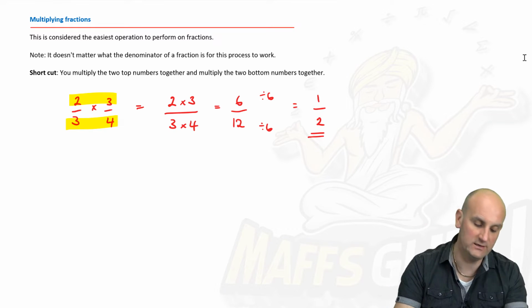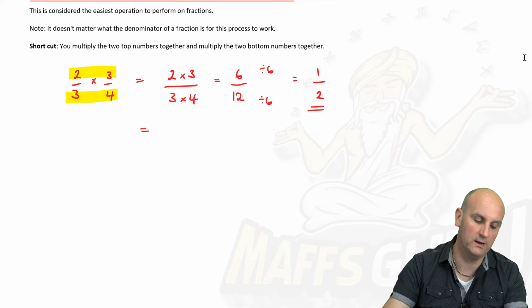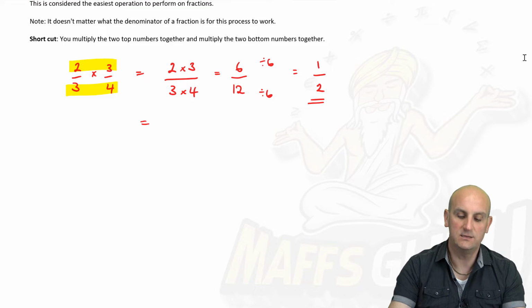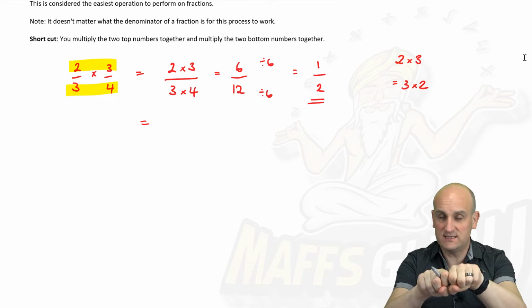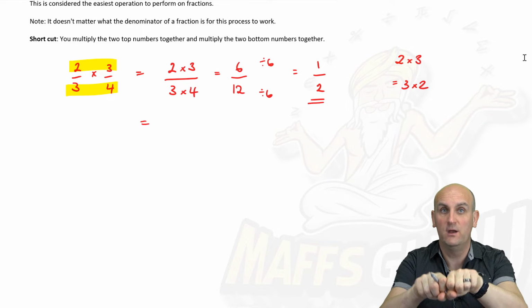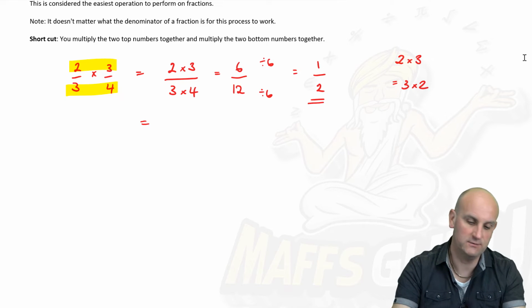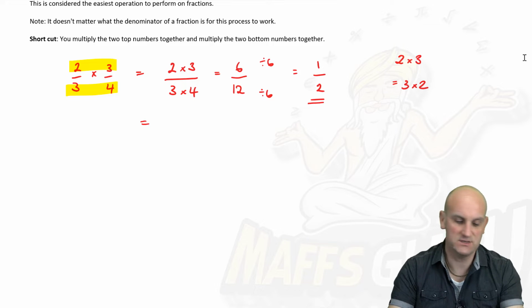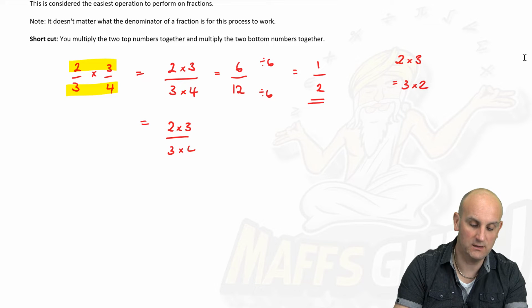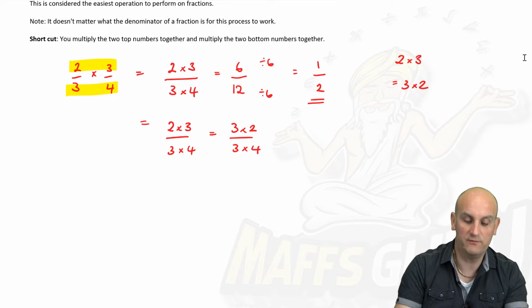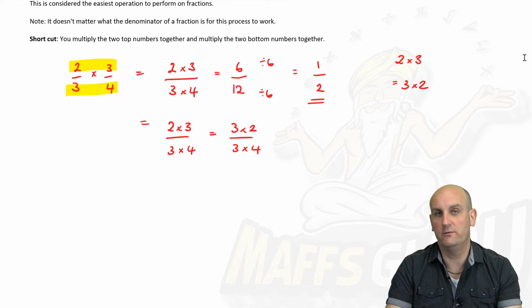Now, what I want to say to you, ladies and gentlemen, this is going to become important a little bit later on, is that we all know that 2 times 3 is exactly the same as 3 times 2. When everything is connected by a times, we can change the order of these things around. So 2 times 3 is the same as 3 times 2. So actually, for this one here, I could have done 2 times 3 divided by 3 times 4. I could rewrite that as 3 times 2 on 3 times 4. Why is this going to be important to me?